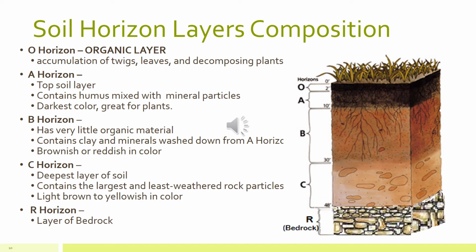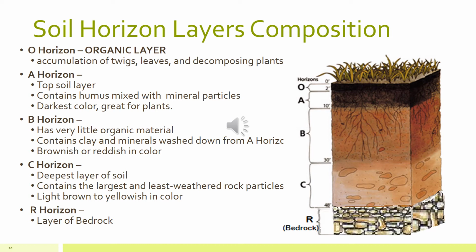plants. Now, the next horizon is the B horizon. This has very little organic material. It contains clay and minerals that are washed down from the A horizon, and it's brownish or reddish in color because of the amount of iron that it has in it.